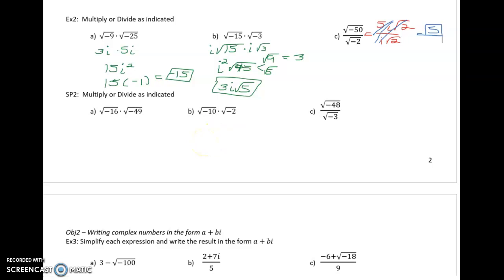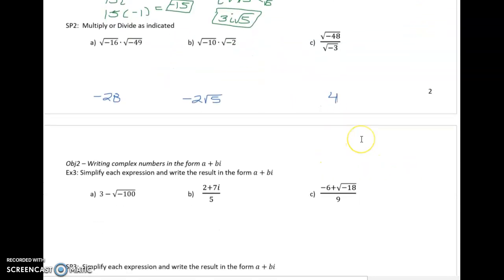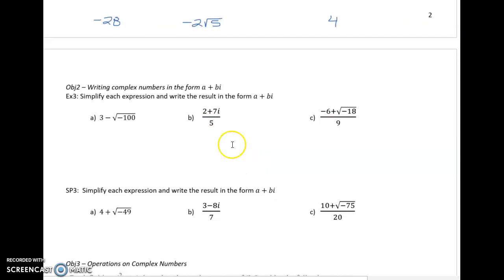All right, so for SP2 Part A, you should have gotten negative 28. For SP2 Part B, you should have gotten negative 2 radical 5. And then for C, you should have gotten 4. So if you need me to go over those, I'm happy to. Just email me.